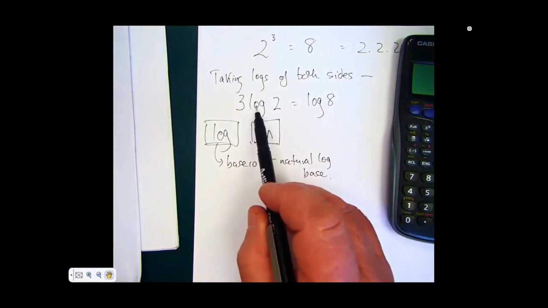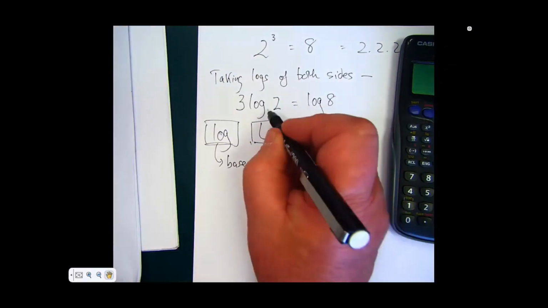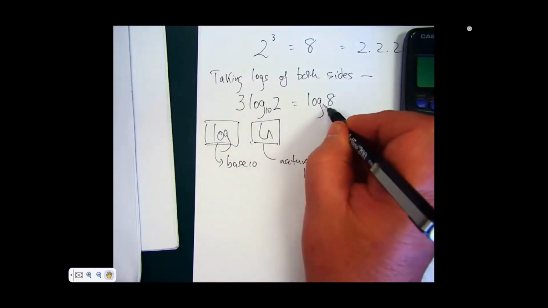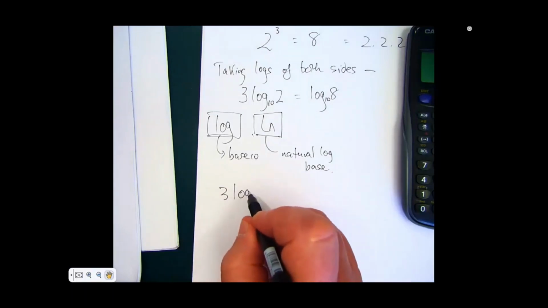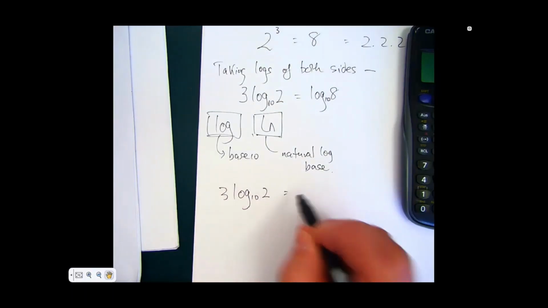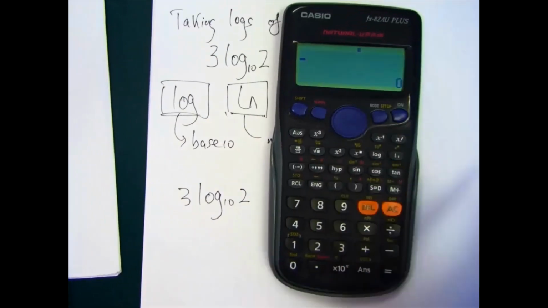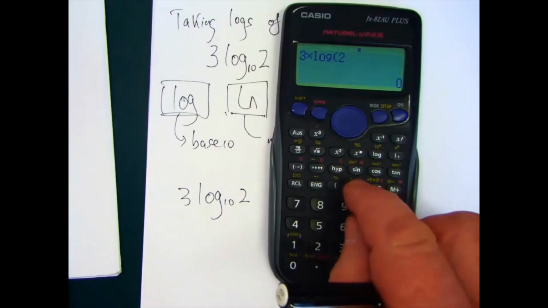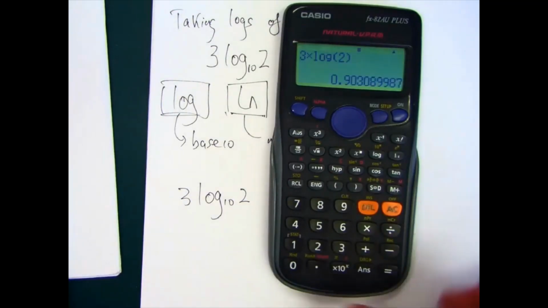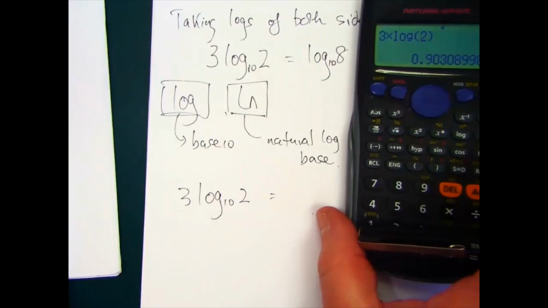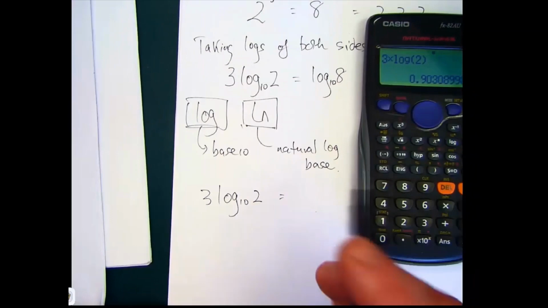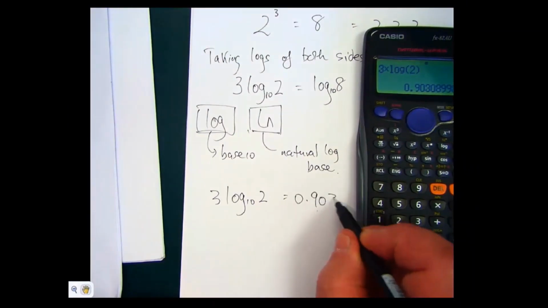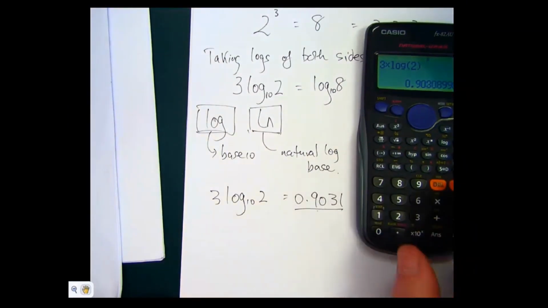So see, I've written log here, so this would imply it's log base 10. Now let's check this out. We can work on the calculator. Log base 10 of 2, what does that equal? Well, here we go. Turn this on. 3 times log, alright, and now I put the 2 in. Close the brackets for good practice. And that equals my answer, 0.90308. So I'll round that off to 4 decimal places. It becomes 0.9031. That's that side done.